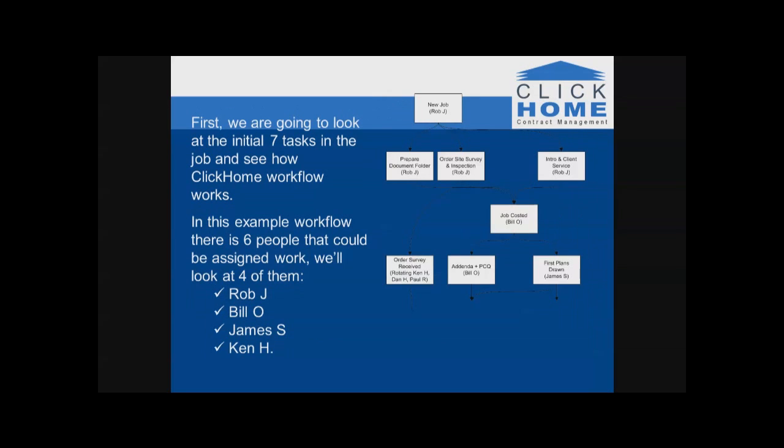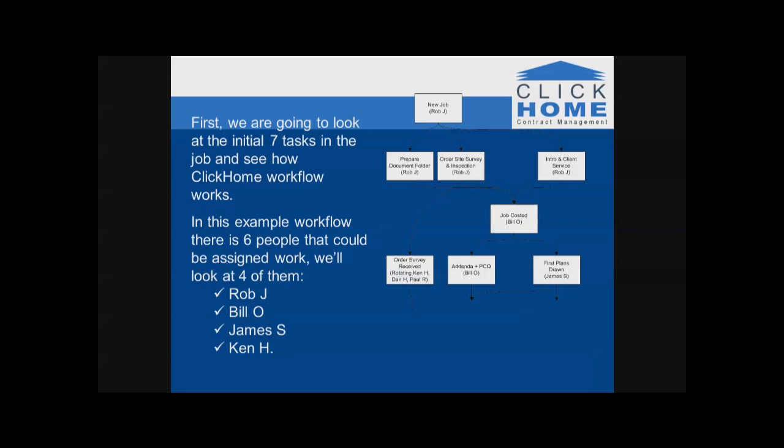Okay. So this is an introduction to a very simple workflow, a very simple task. You can see new job at the top, up there, and a sequence of tasks that happen after it. So, for example, once I've completed a new job, I would then go and do prepare document folder, order site survey and inspection, and also do the task intro and client service.